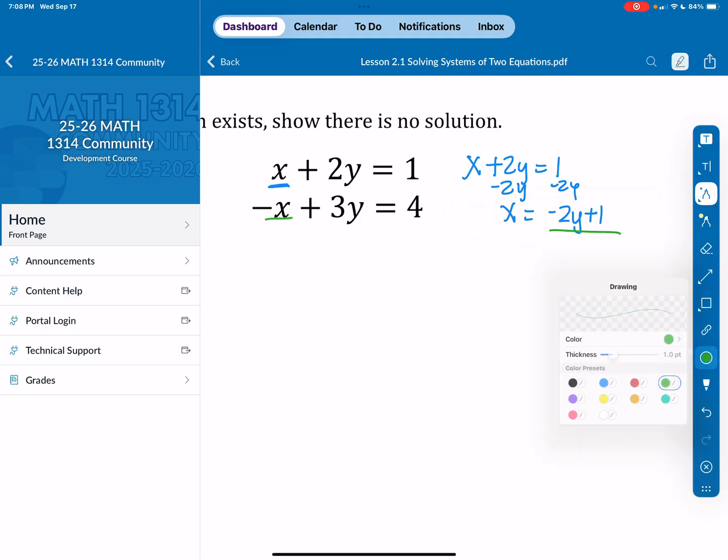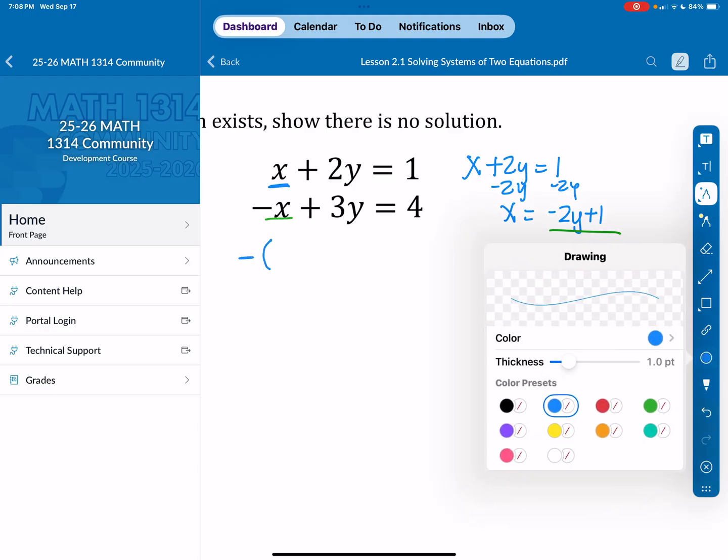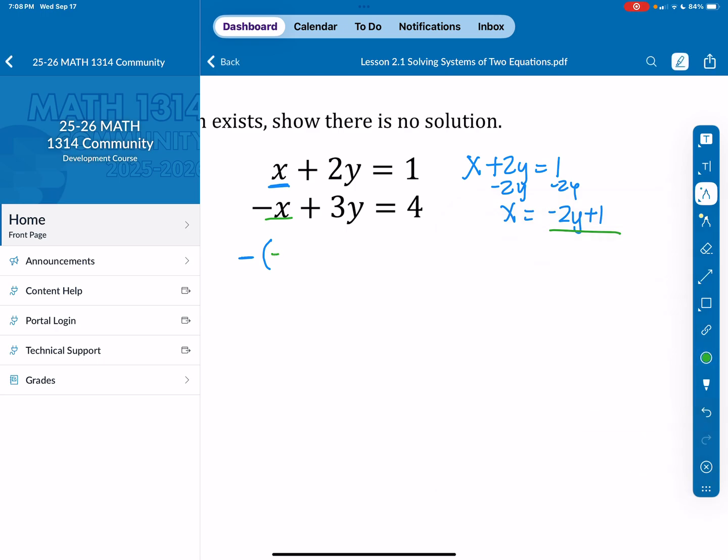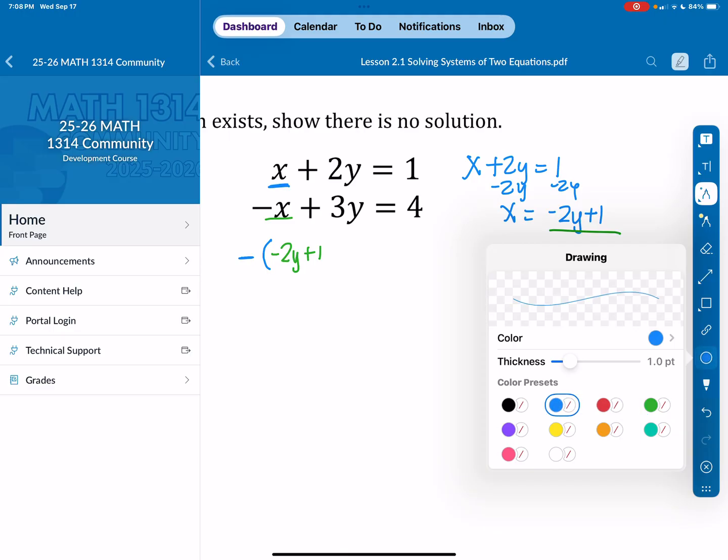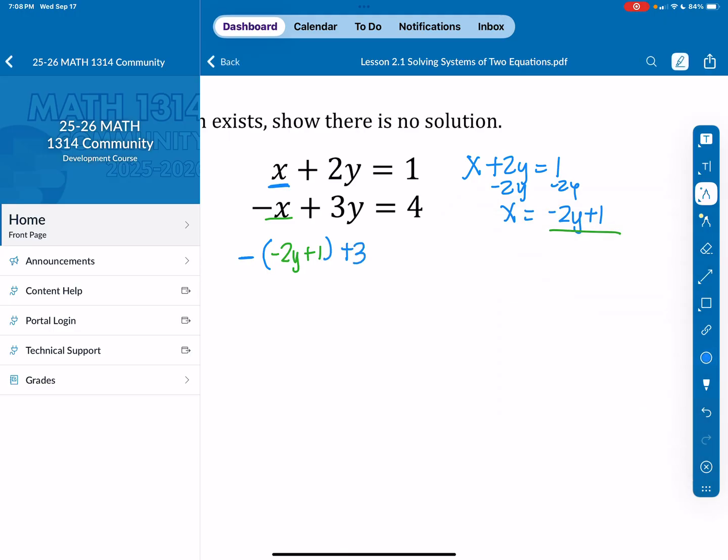Okay, I'm going to plug it in. Now, there's a negative sign, so because there's a negative, I'm going to put parentheses around this negative 2y plus 1, because I will have to distribute that negative to both terms, okay? Also, one thing to notice is that I solved the top equation for x, and then I plug it into the second equation, okay? I haven't messed with that equation yet, so that's the one that I'm going to plug it into.